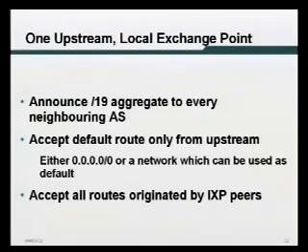We accept the default route only from the upstream. We don't need the full routing table from them because it doesn't give us any extra information. And we accept all the routes that are originated by the exchange point peers. Okay, so everything that they at the exchange point will send to us, we accept.